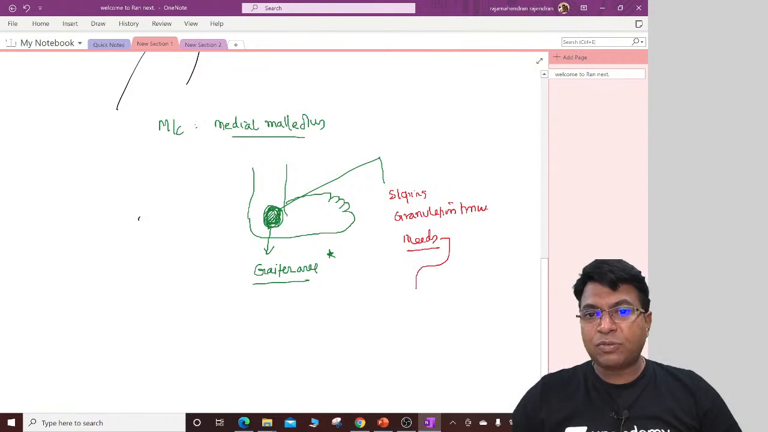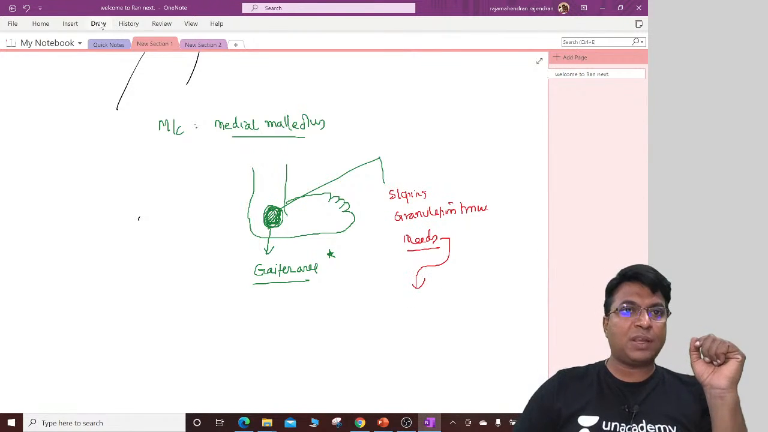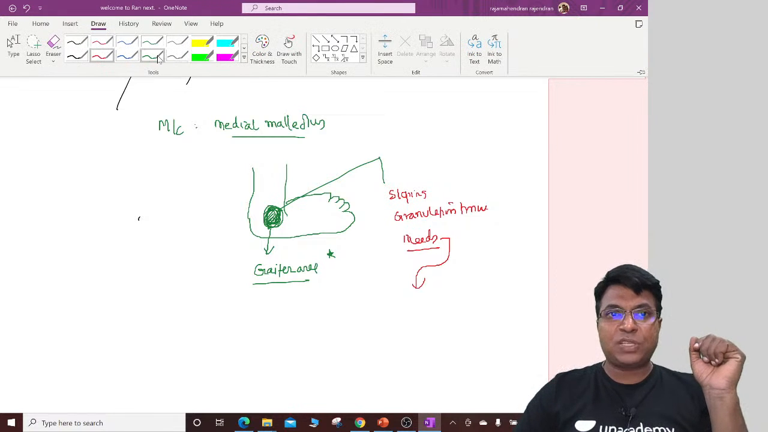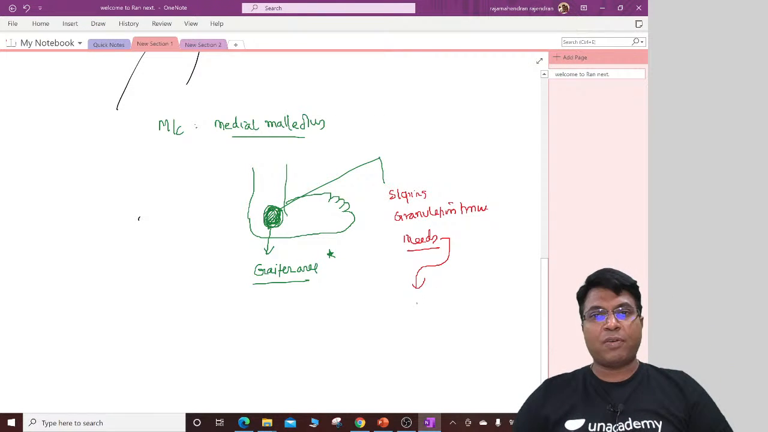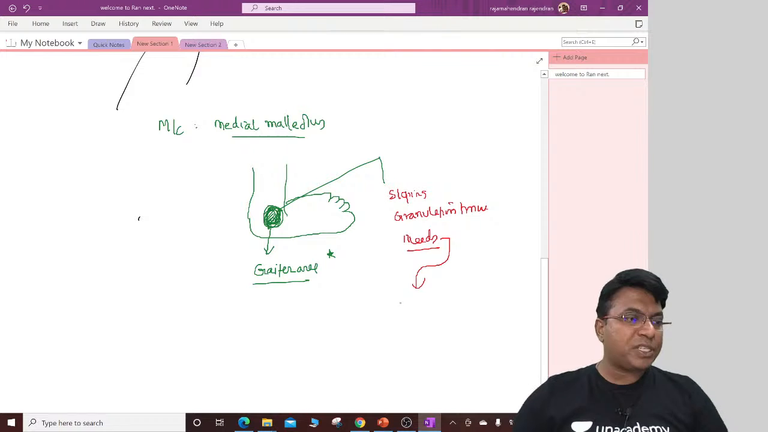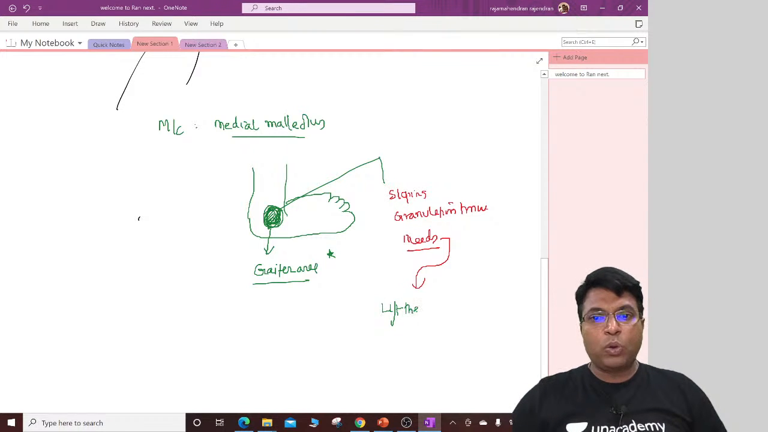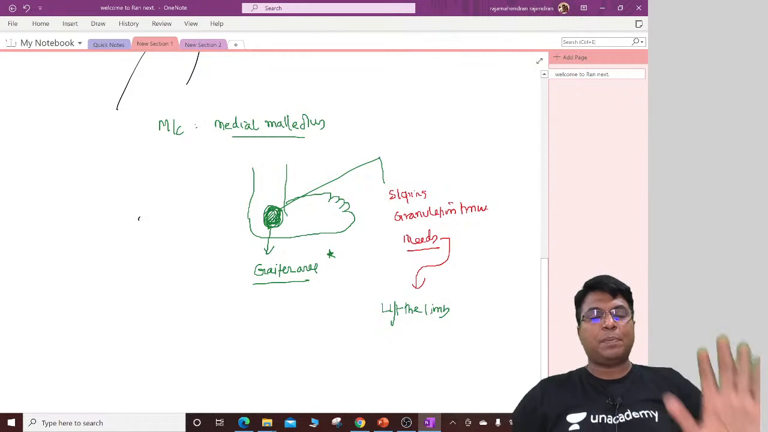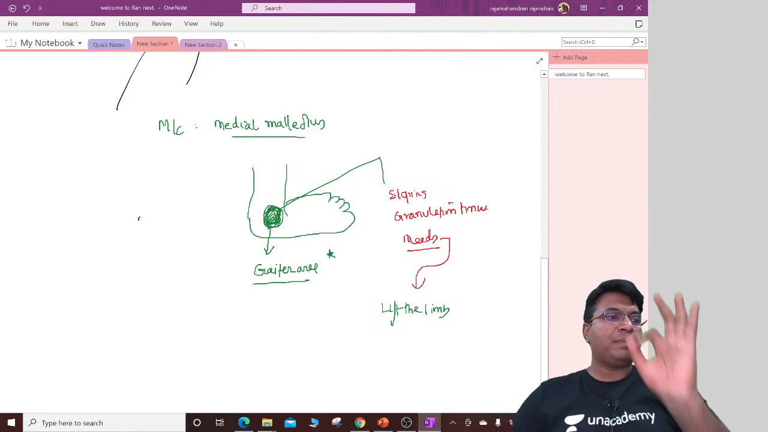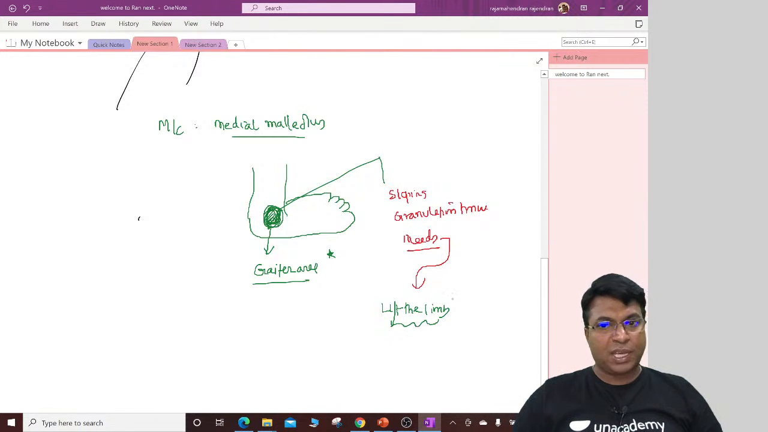If it bleeds, what is the treatment? This is an expected FMG question. If a varicose ulcer bleeds, what is the treatment? Immediately you should ask the patient to lift the limb. No need to do a tight compression. Just ask the patient to lift the limb. As you lift the limb, the bleeding will stop. That's the most important thing I want to tell you here.